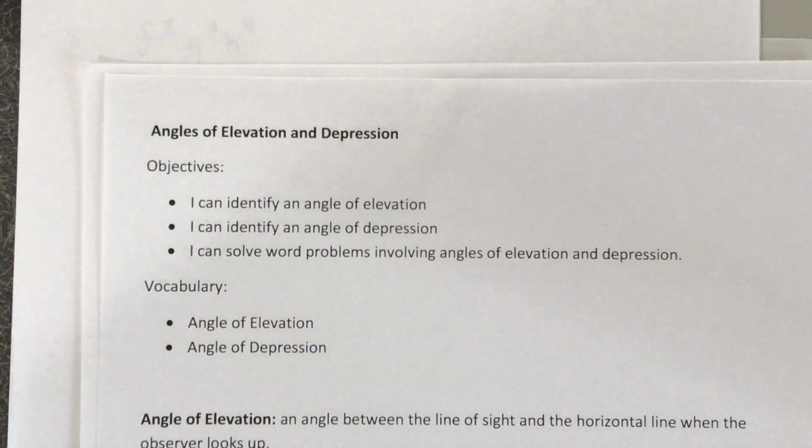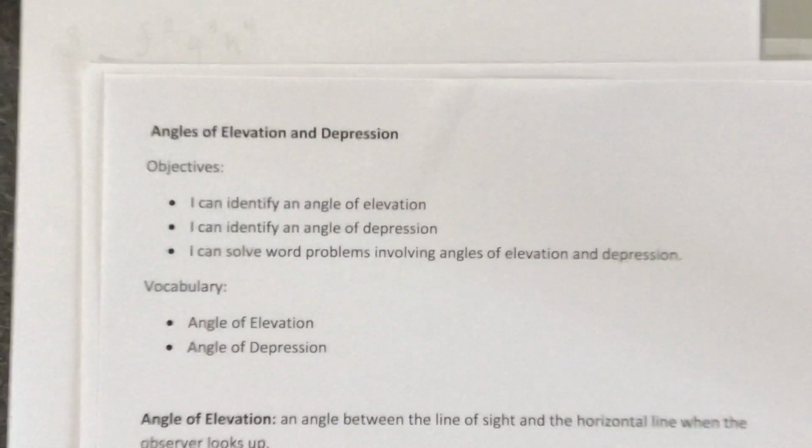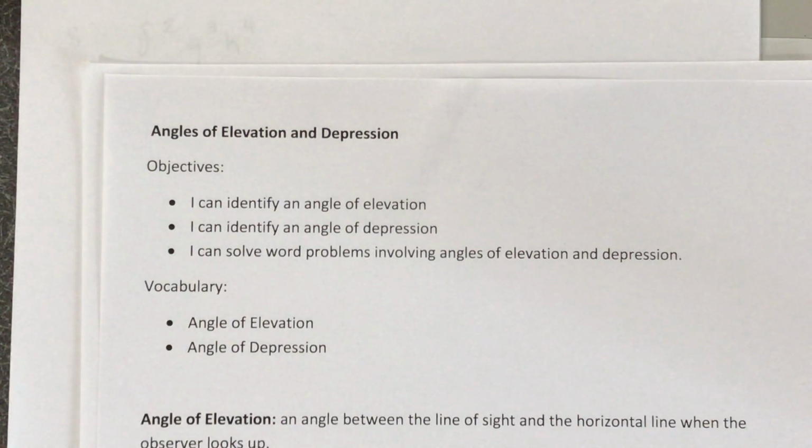In this lesson, we're going to be learning about angles of elevation and depression. These are the word problems that have to do with right triangles and trig ratios. And to do so, you got to know about angles of elevation and depression. So our objectives are: I can identify an angle of elevation, and I can identify an angle of depression. And then I can solve word problems involving angles of elevation and depression.